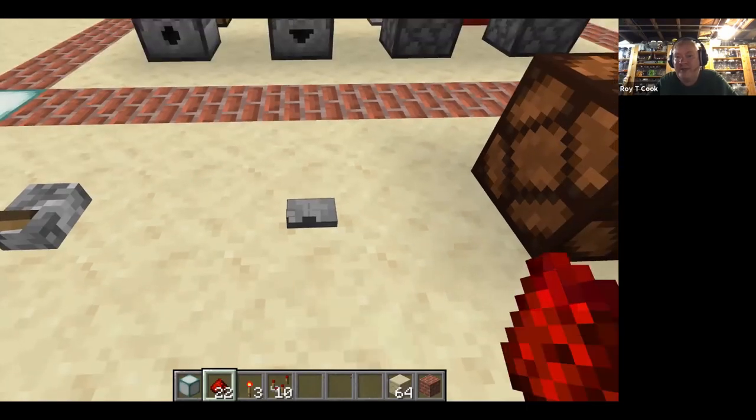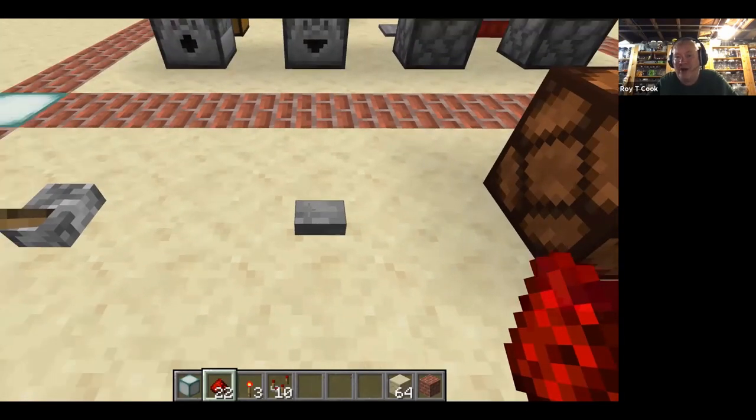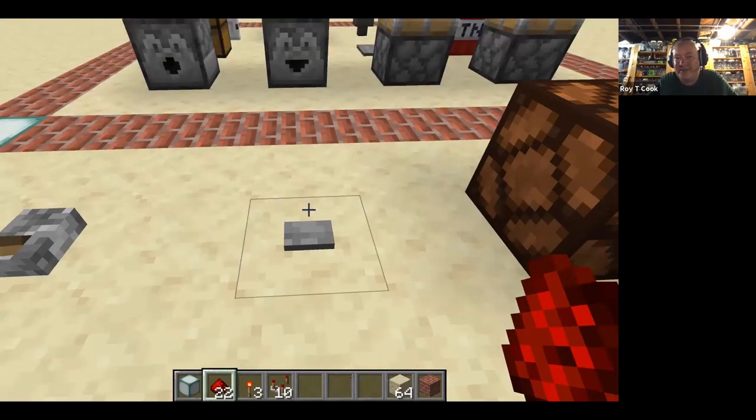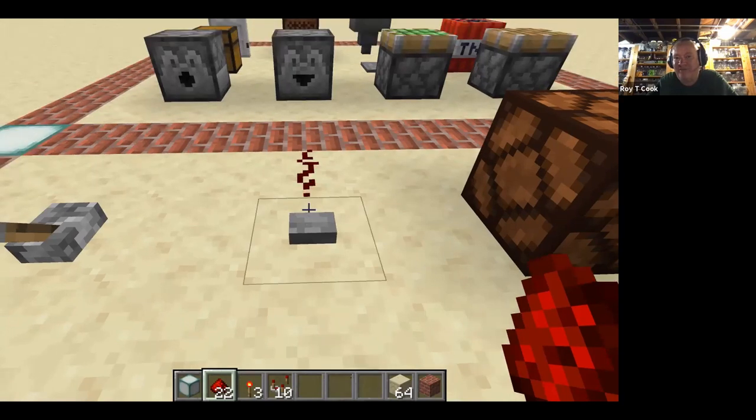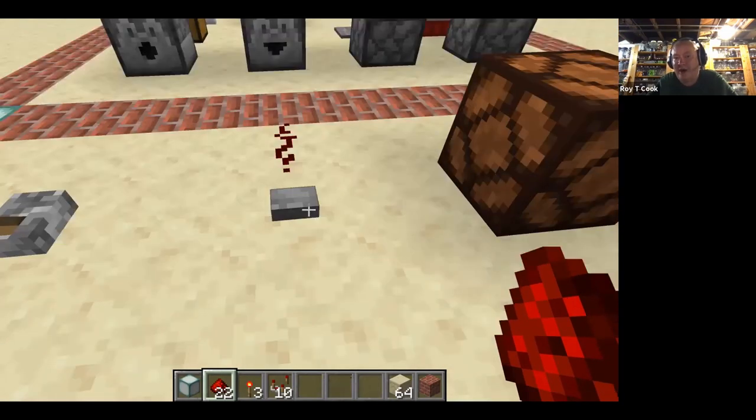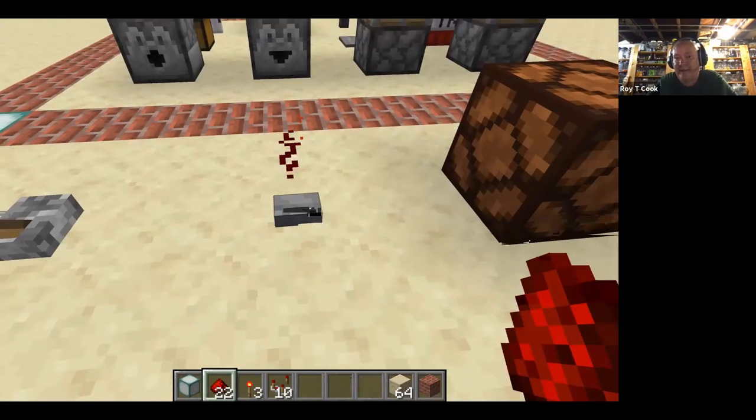This is a button that, instead of just being on and off, you press it and it's going to send a pulse. So if you want to get an idea what this does, you press it, it'll activate just for about a second and then it'll turn off. And if you want more charge, you have to hit it again.